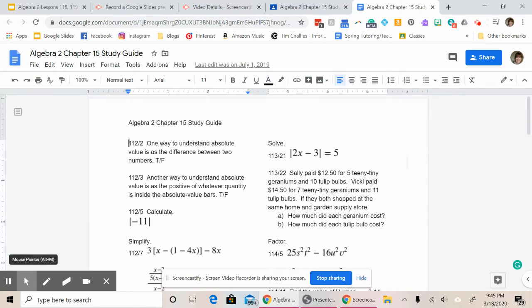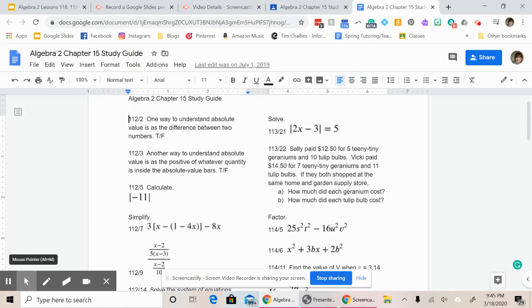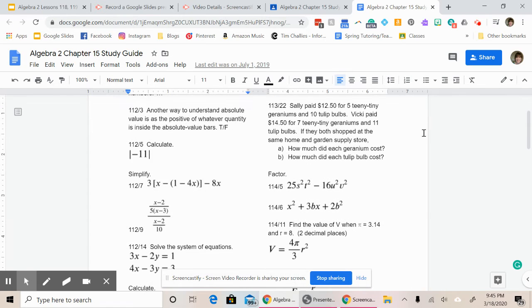Okay, let's look over here. Remember, for an absolute value equation, you would write two equations. 2x minus 3 equals 5. 2x minus 3 equals -5. Solve them both. All right, here is another one about shopping trips.